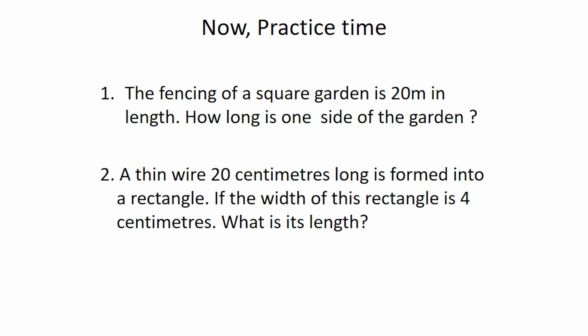Now practice time. First, the fencing of a square garden is 20 meter in length. How long is one side of the garden? Second, a thin wire 20 centimeter long is formed into a rectangle. If the width of this rectangle is 4 centimeter, what is its length?